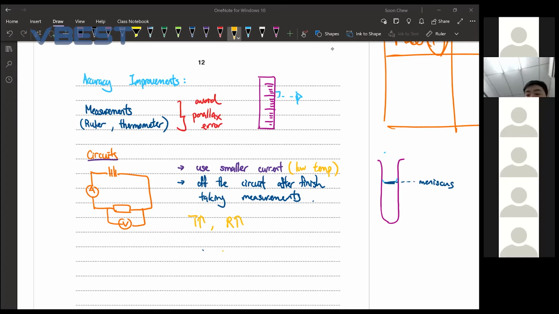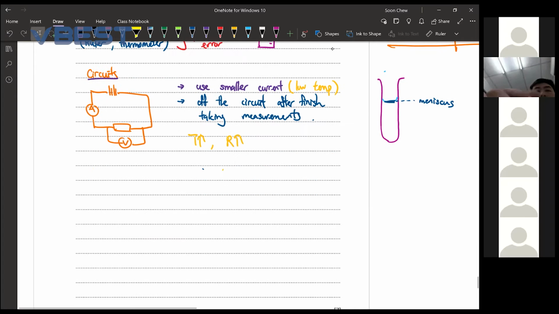Okay. Now, the next one is improvement about your ray diagram. The ray diagram that I'm talking about here is when they ask you to draw for reflection and refraction, all those things. So let's say this one over here. Refraction means something like this. And then reflection, this is the mirror. Then you got your light going in this direction.